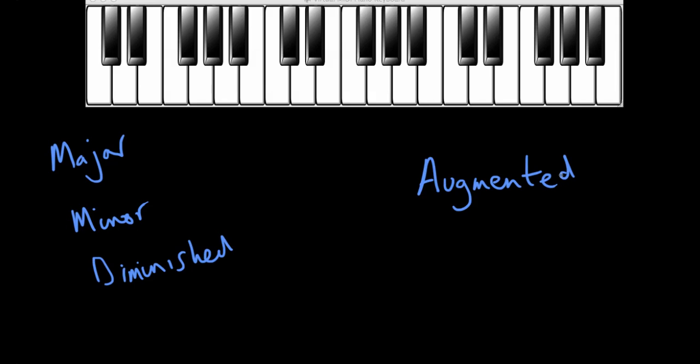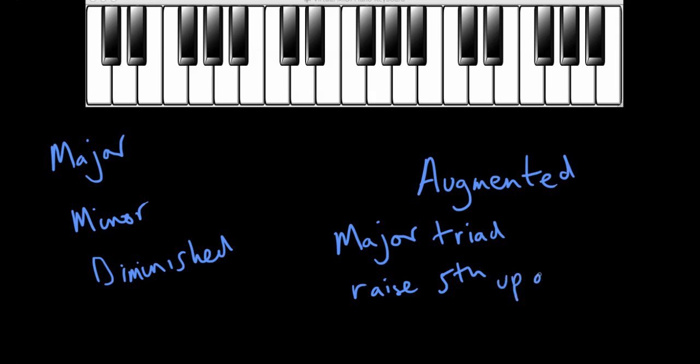Here's the major triad, and here's the augmented triad. And so the way I've got that is I've taken a major triad and I have raised the fifth of the chord, so the fifth of the triad, in this case a B, up one semitone.